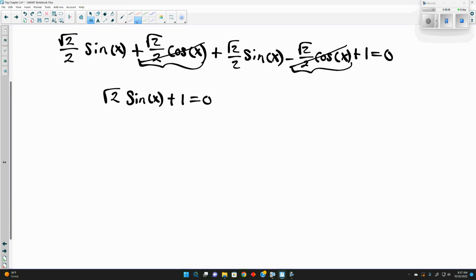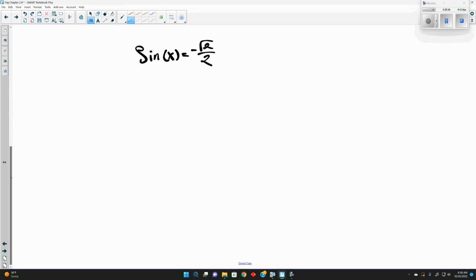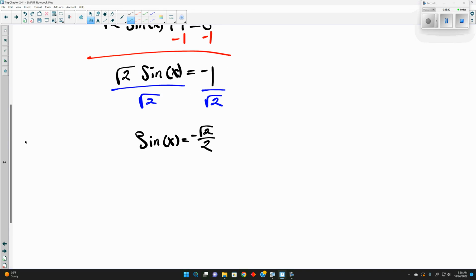Well, unfortunately, I have to move the 1 back over. Since we only have sine of x, we only have one term, we can just get it by itself and solve. And divide by the square root of 2, telling us sine of x is equal to negative square root of 2 over 2. Questions on this here?